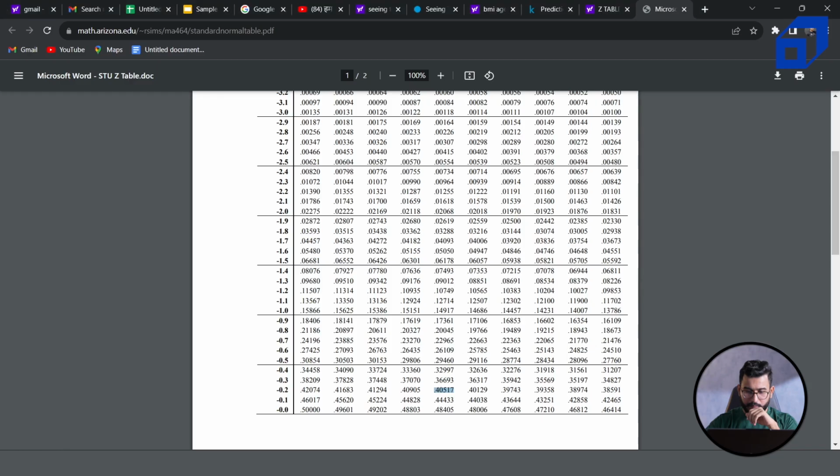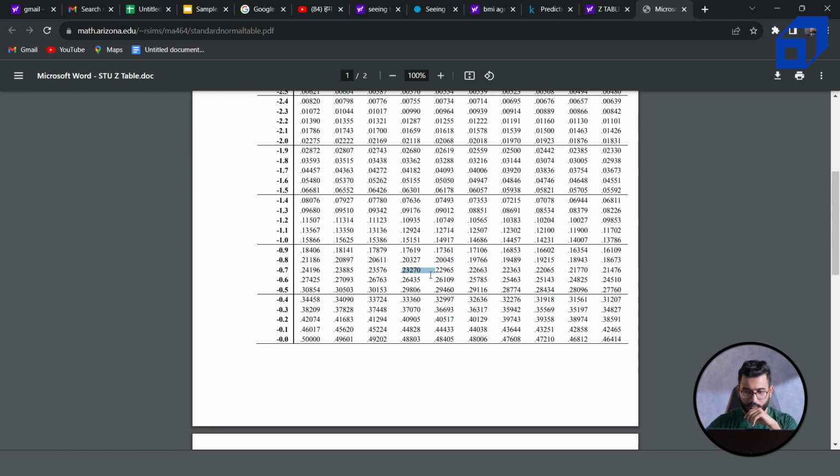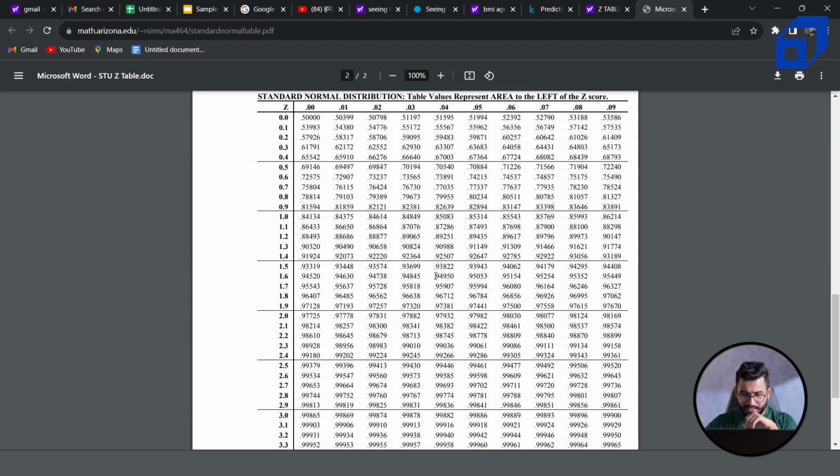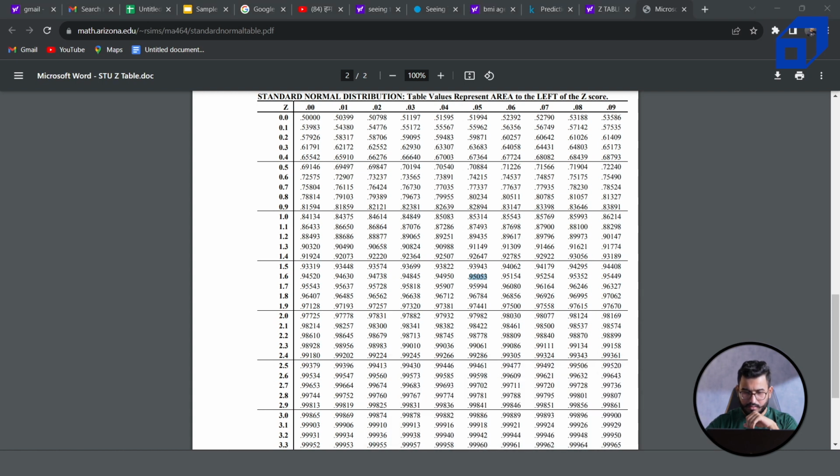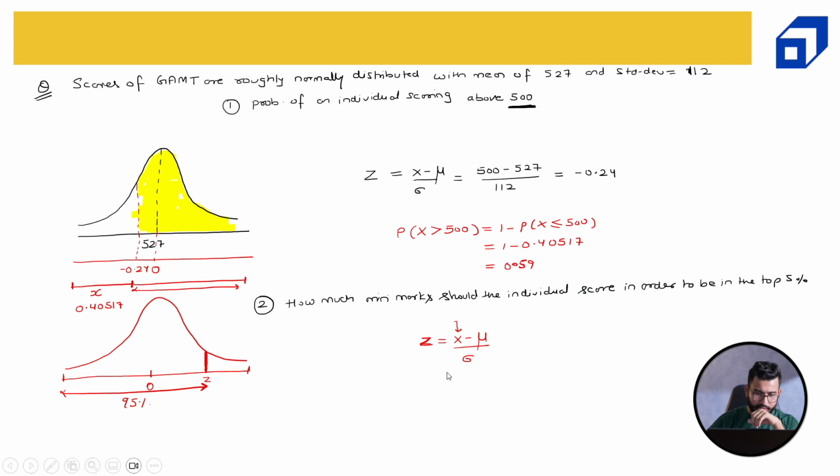The z value at 0.95. So I have to look at the area now to find out the z value. So 0.9505 is over here. This is 1.6 and 5. So 1.65 is my z value. So the z value over here is plus 1.65.